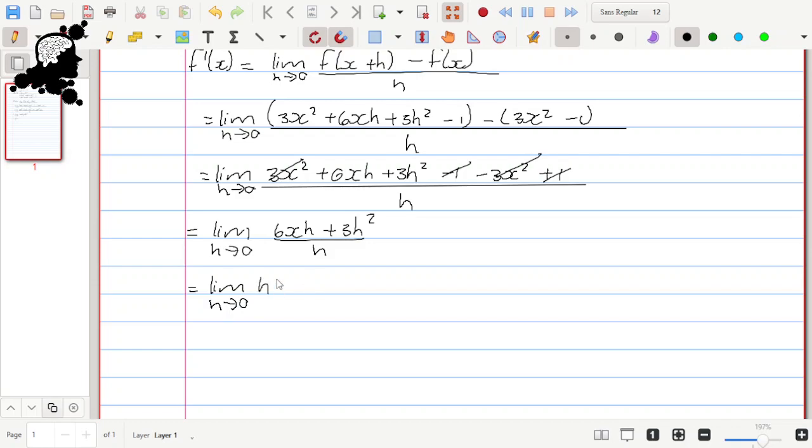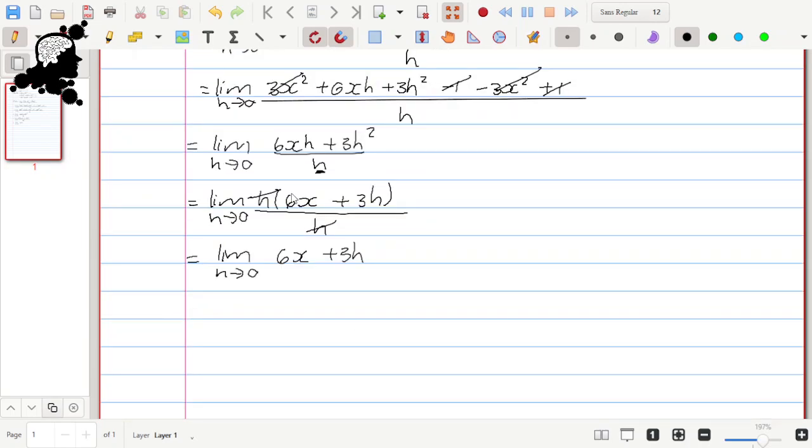Now, wait a minute. Some of you might be saying, no, our common factor is 3h, which is absolutely fine and 110% correct. However, due to the fact that I want to cancel out my denominator, taking out h, which is the same as my denominator, is sufficient. I'm going to have 6x plus 3h divided by h. The h and h will cancel out. I'm going to remain with the limit as h approaches 0 of 6x plus 3h.